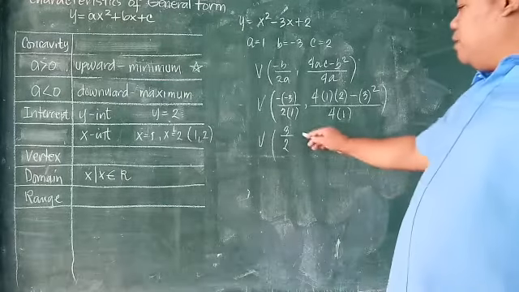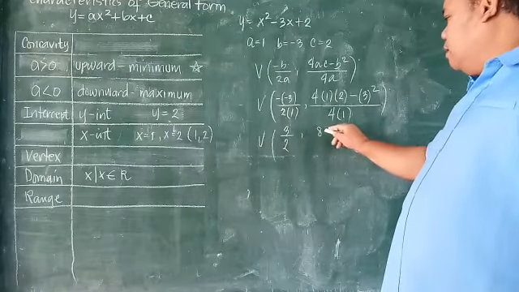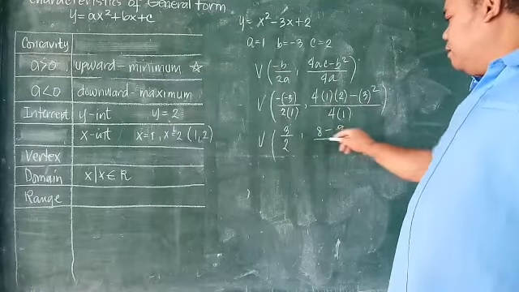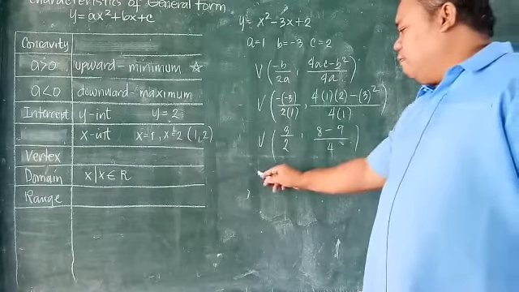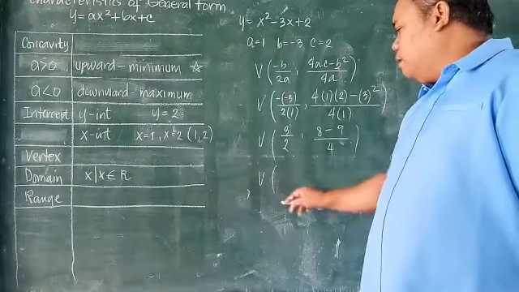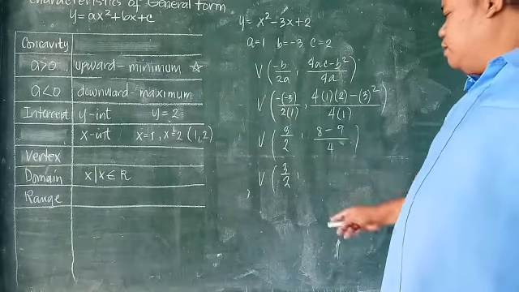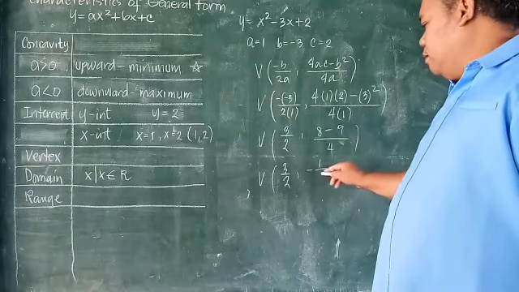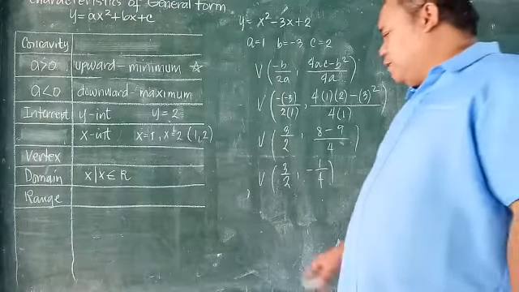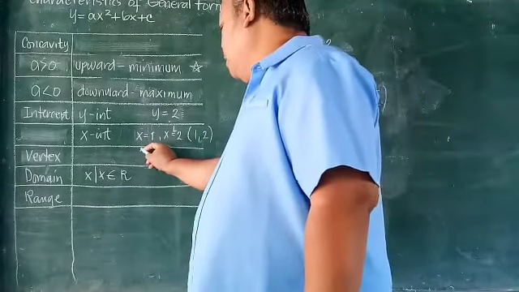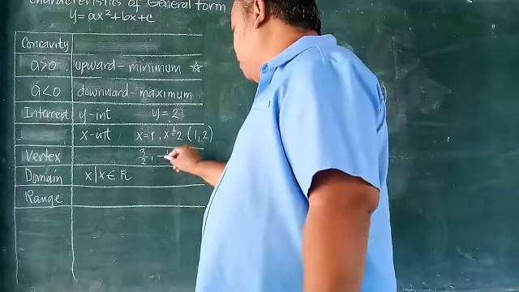and this is 8 minus 9, then this is 4. Okay, what else? This is 3 over 2, and this is negative 1 over 4. So your vertex is 3 over 2, and negative 1 over 4.